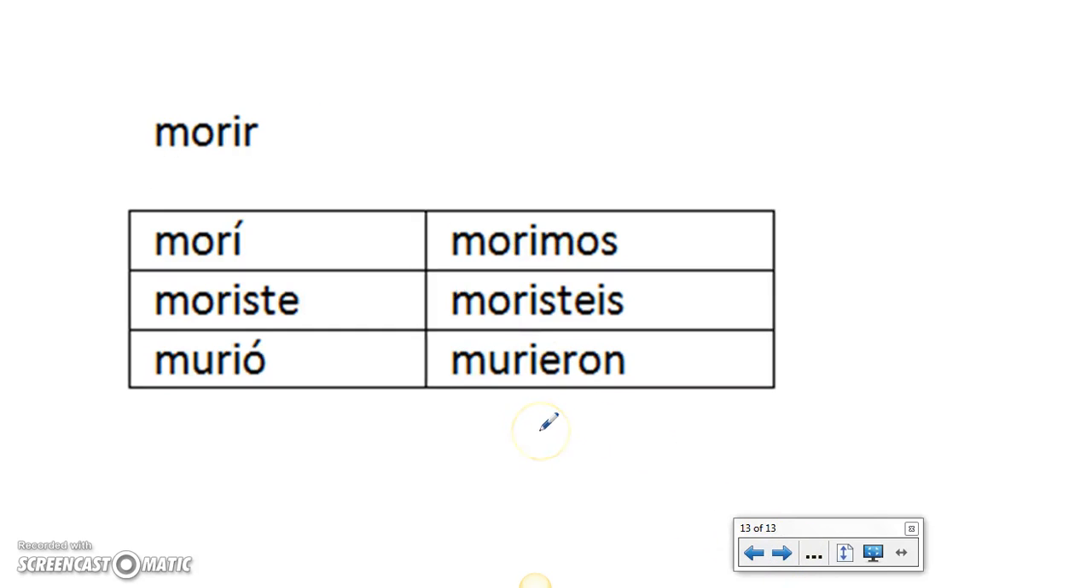And finalmente, remember that the chart told us that there was a verb that worked like dormir in the fact that the o goes to u. So this looks a lot like dormir in the way we conjugate. Morí, moriste, murió, morimos, moristes, murieron. The o goes to u in the bottom two. Hey, that rhymes.